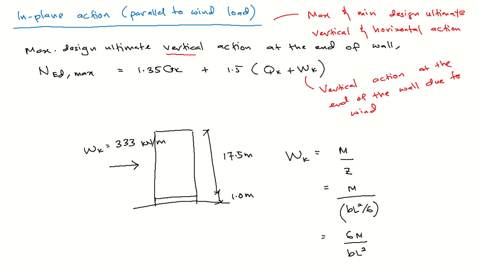So what are the values here? M, we're going to find out later on. B is the width of the building, and we know that the width of the building is 36 meters. But just like when we design a slab, we are going to use per meter width. So the B will be 1 meter.